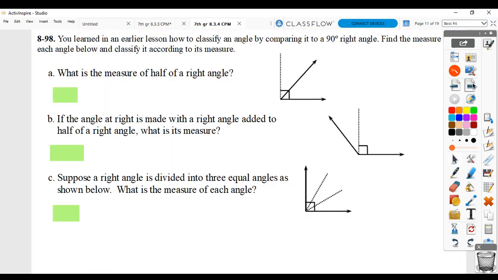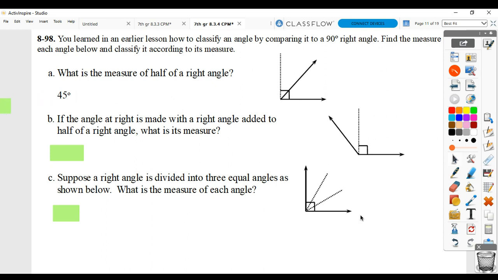So for 8-98, they remind you that you learned how to classify an angle by comparing it to a 90-degree right angle. And so they want you to use the measurement that they're giving you here and classify it. So what is the measure of half of a right angle? Well, half of a right angle would be a 45-degree angle.